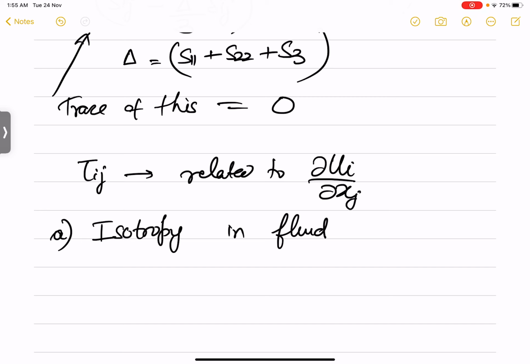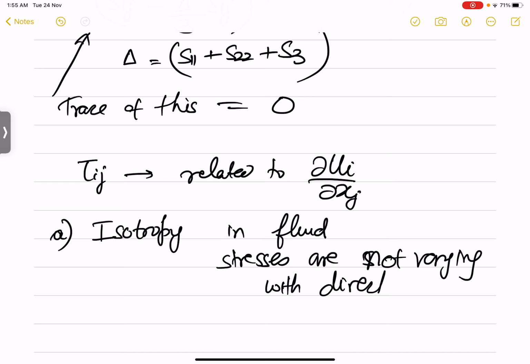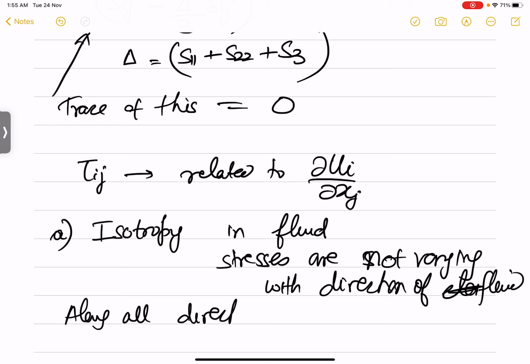Isotropy in the fluid means that stresses are not varying with direction of the fluid. For example, if I look at air or water and I look at any point along all the directions, the behavior of the fluid is uniform and the same.